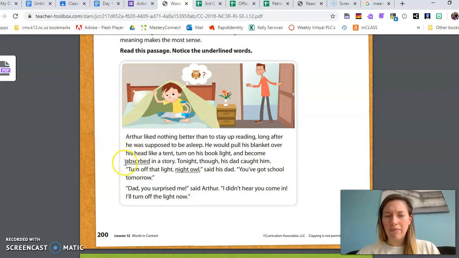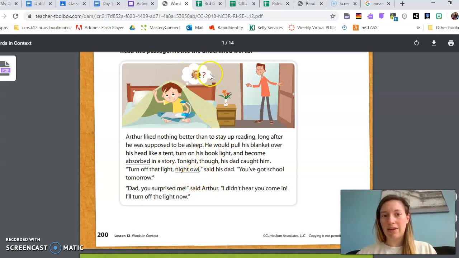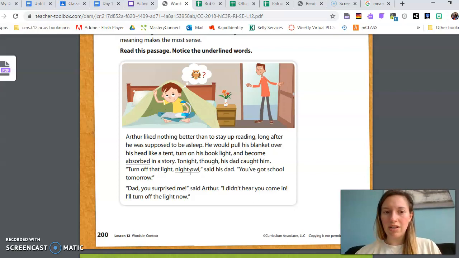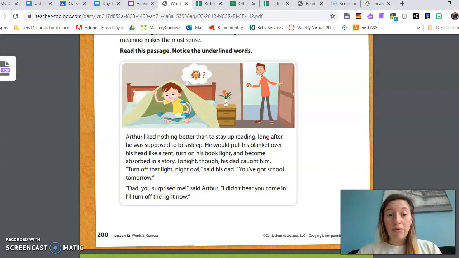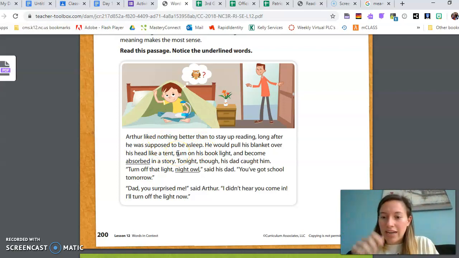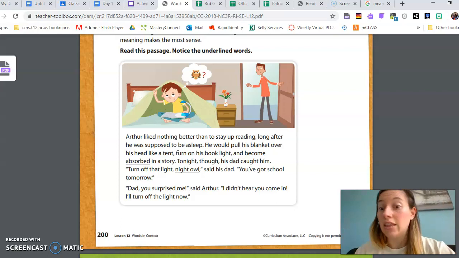So as I was reading, I'm thinking about, what does this word absorbed mean? And then what does that phrase night owl mean? So I'm thinking that has to do with this part up here where he's thinking about an owl. It's because his dad called him a night owl. So what does that mean if you call someone a night owl? And what does it mean that Arthur was absorbed in his story? So I've got to think about my context clues. What was happening in the story? Oh, Arthur was staying up late reading. He was supposed to be asleep. And he was hiding under his blanket and he had his little flashlight and he was reading his book. Right? And he loves to do this, right?